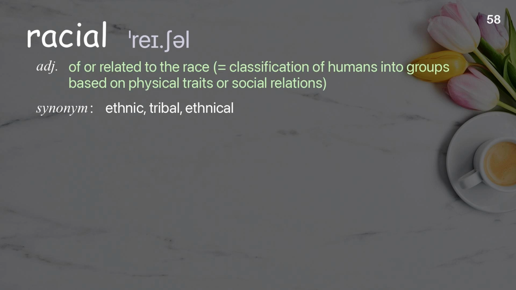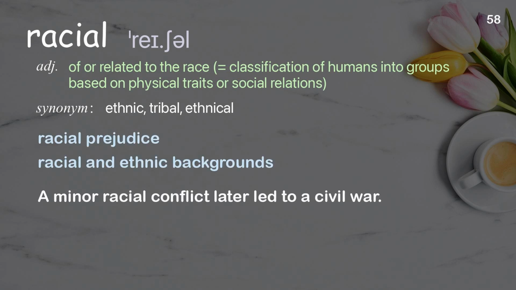Racial. Of or related to the race, a classification of humans into groups based on physical traits or social relations. Examples. Racial prejudice. Racial and ethnic backgrounds. A minor racial conflict later led to a civil war.